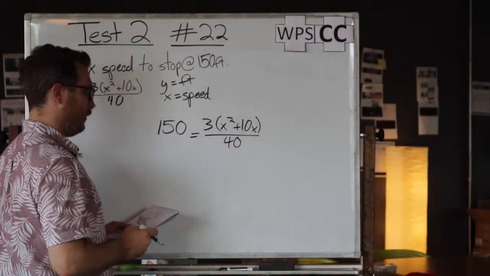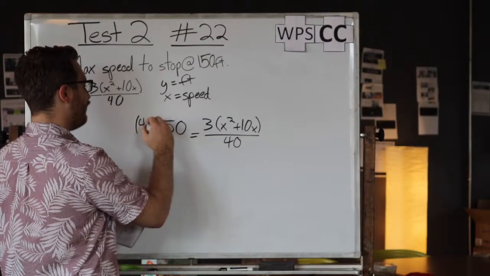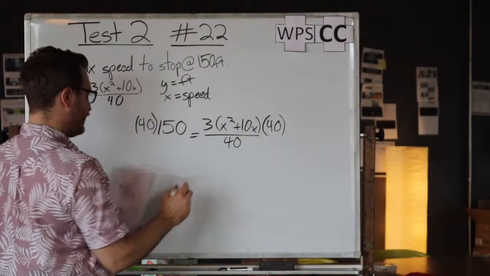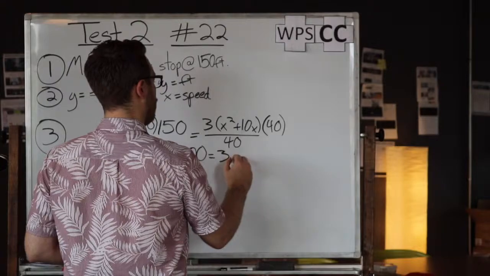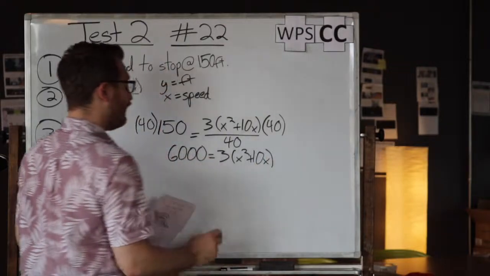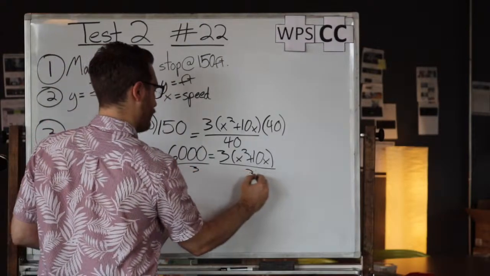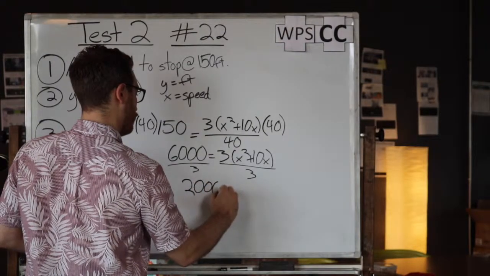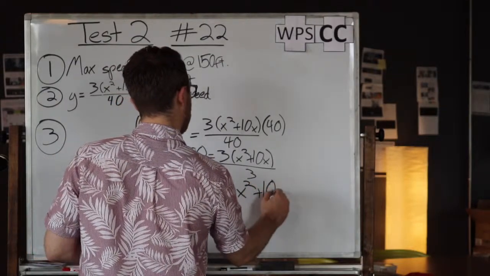Okay. So the first thing I'm going to do is I want to isolate x. I'm going to multiply both sides times 40. That's going to get that 40 out of this side with the x. So 150 times 40, that is 6,000. I have 6,000 equals 3x squared plus 10x. Now, if I divide both sides by 3 right now, what I'm going to get is now 2,000 equals x squared plus 10x.